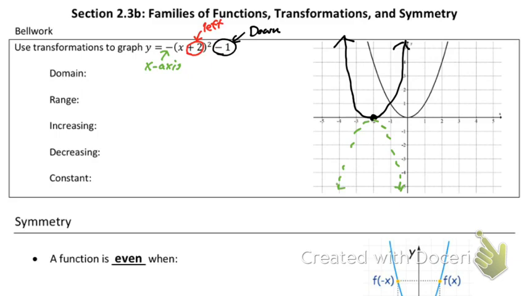So that's my reflected in light green. Let's do our final answer in red. So that means I'm going to shift down 1. So that right there is my final answer. That is my negative x plus 2 squared minus 1.